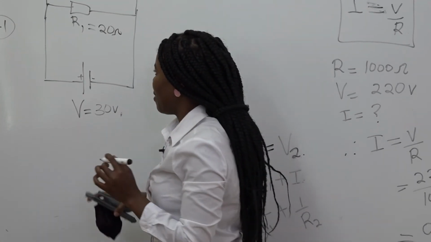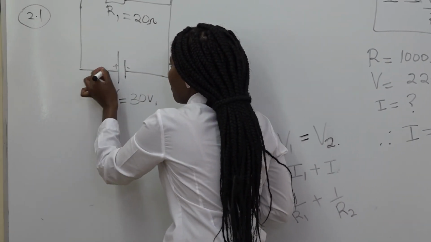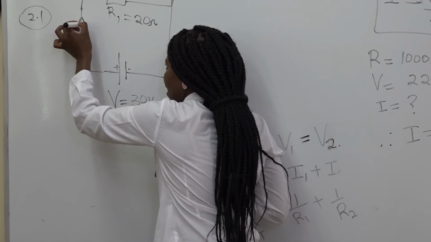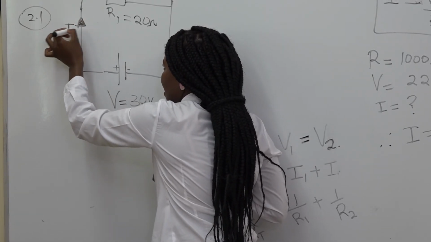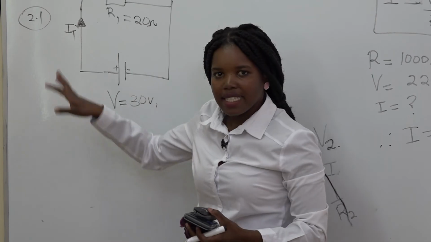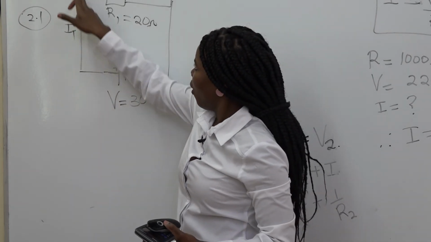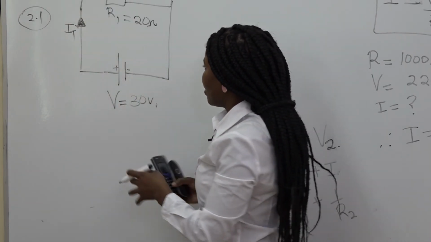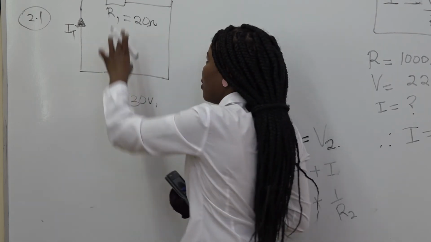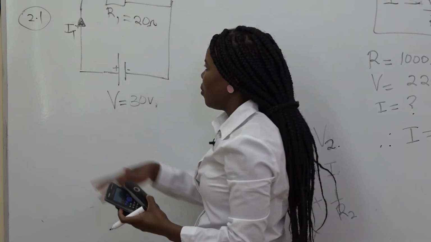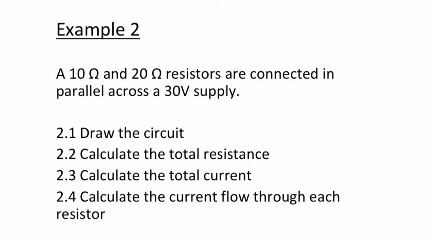But then remember, here we are having a current, which we say is IT. There's a flow of current. So we want to see the voltage which they supply, we want to see the resistors, and we want to see the total current. And then 2.2 says calculate the total resistance.